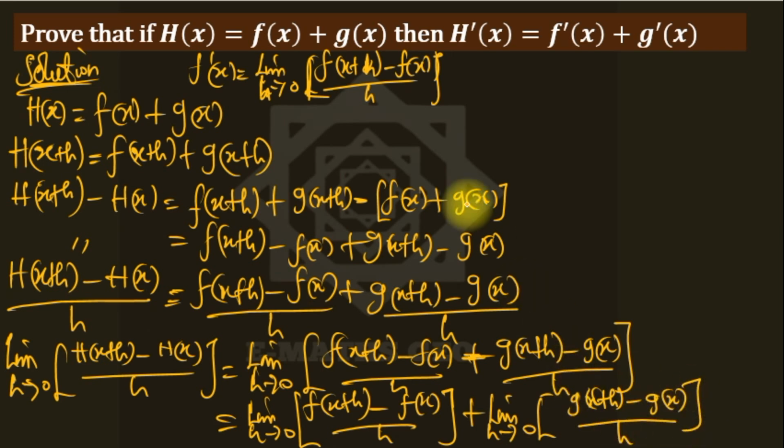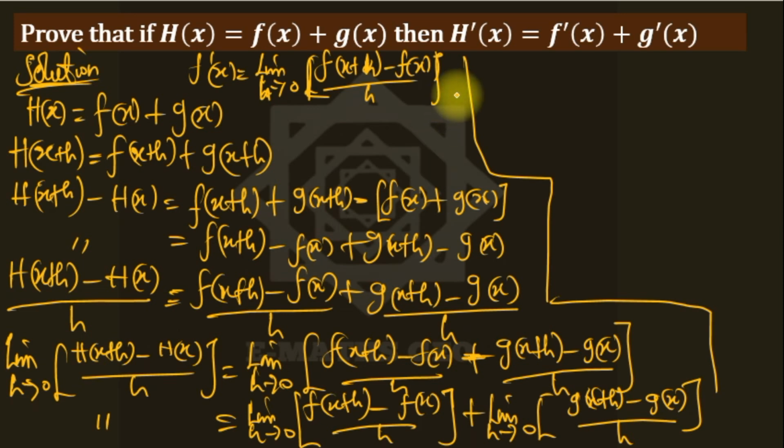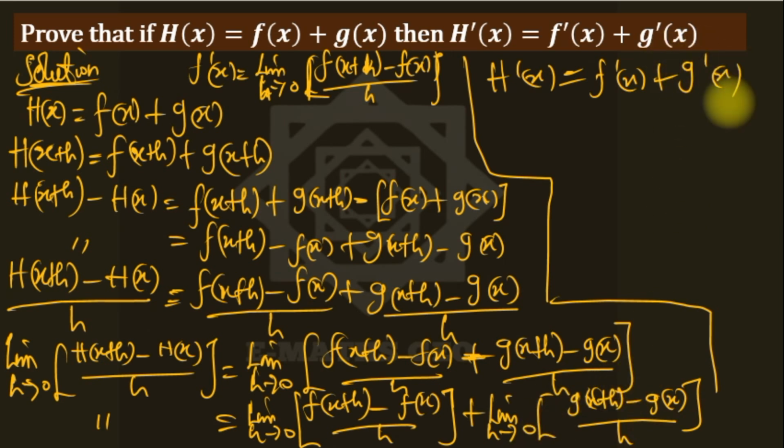So what do you have to say? We've arrived at the answer. Yes, because on the left hand side we have h prime x. If you look at this, this is the derivative, so this is h prime x, while on the right hand side this is f prime x plus this g prime x. So proven. So that's from the first principle.